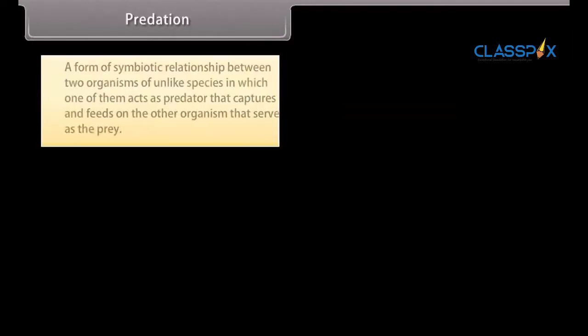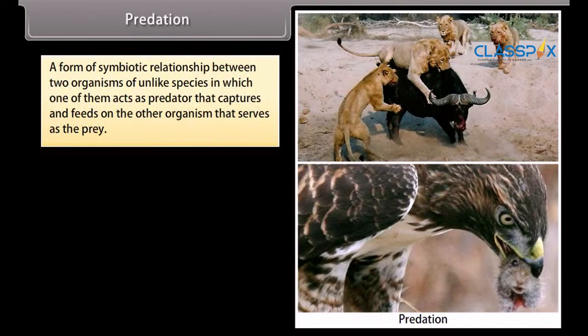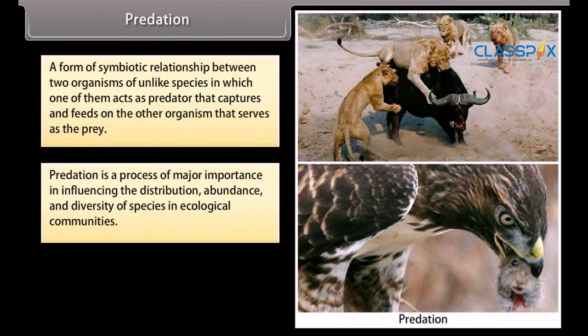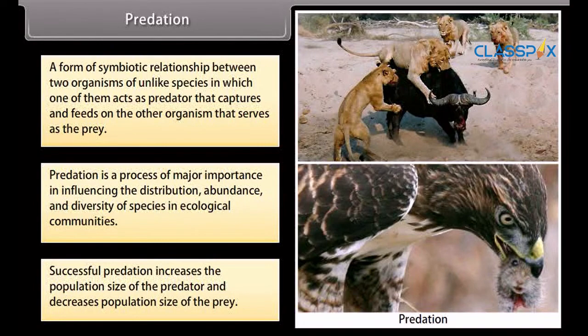Predation. A form of symbiotic relationship between two organisms of unlike species in which one of them acts as a predator that captures and feeds on the other organism that serves as the prey. Predation is a process of major importance in influencing the distribution, abundance, and diversity of species in ecological communities. Successful predation increases the population size of the predator and decreases the population size of the prey.